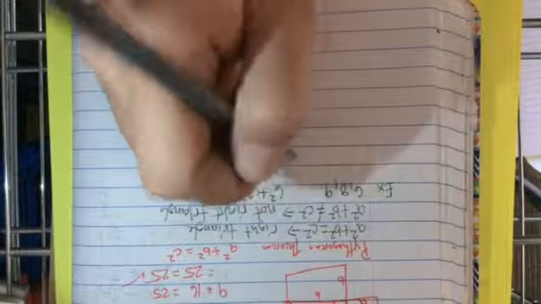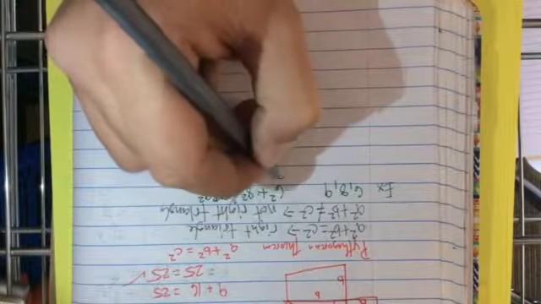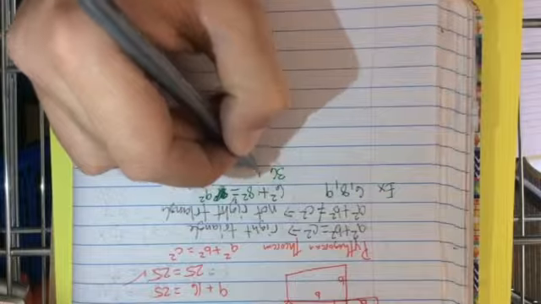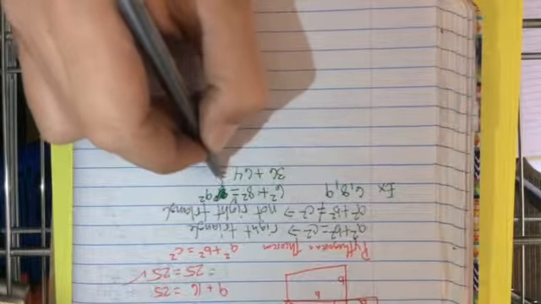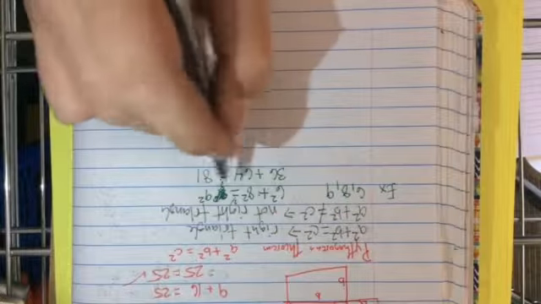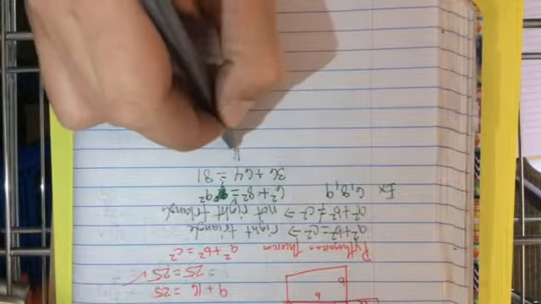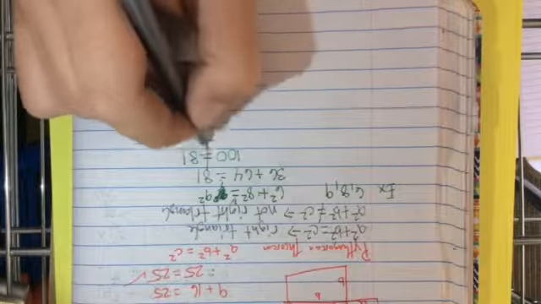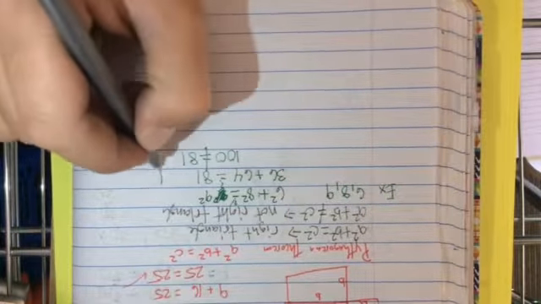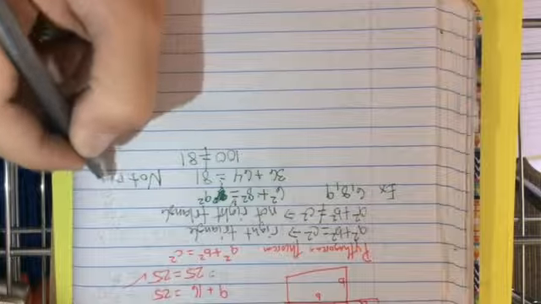So, what's 6 squared? 36. What's 8 squared? 64. What's 9 squared? 81. What's 36 plus 64? 100. Does 100 equal 81? No. So what does that mean? Not a right triangle.